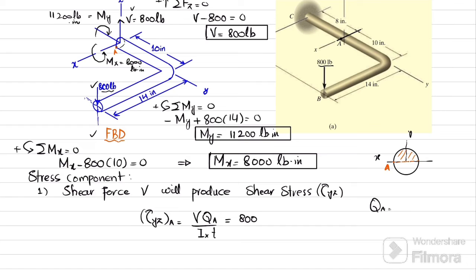So we know that Qa is equal to y dash bar into A dash. So this will be A dash. Now what is y dash bar? This is the formula: y dash bar is equal to 4 over 3 pi into r, and A dash is equal to, it is a semicircle, so it will be pi by 2 r square. Okay, r square.